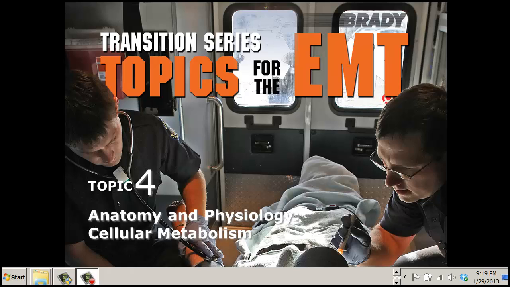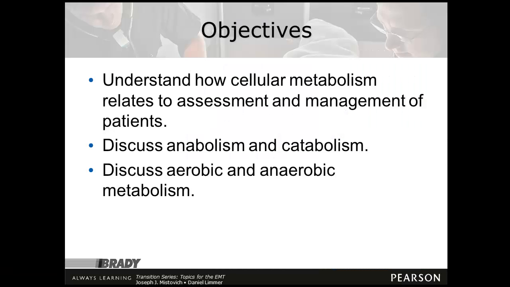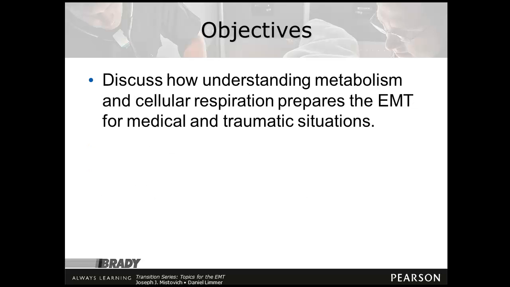This is the Transition Series Topics for the EMT, Topic 4, Anatomy and Physiology and Cellular Metabolism. Our objectives in this first section are to understand how cellular metabolism relates to the assessment and management of patients, discuss anabolism and catabolism, and aerobic and anaerobic metabolism. We also would like to understand how metabolism and cellular processes must be understood to prepare the EMT for medical and trauma situations.